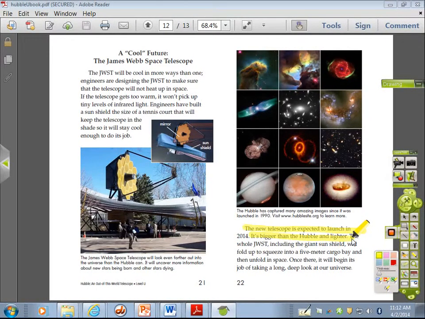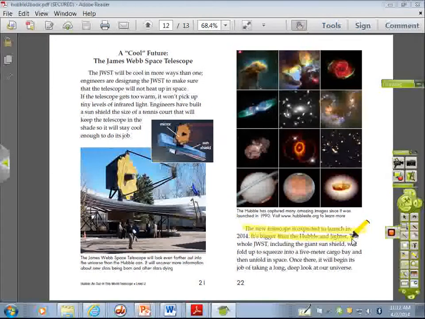How can it be bigger but lighter? It's made out of different materials. Carbon fiber. Once there, it will begin its job of taking a long, deep look at our universe. I'm really glad we pulled this book up because the pictures really help. In black and white, they're not very impressive, but some of them look pretty amazing. I like that one right there. It's easier to see there than it is in black and white.